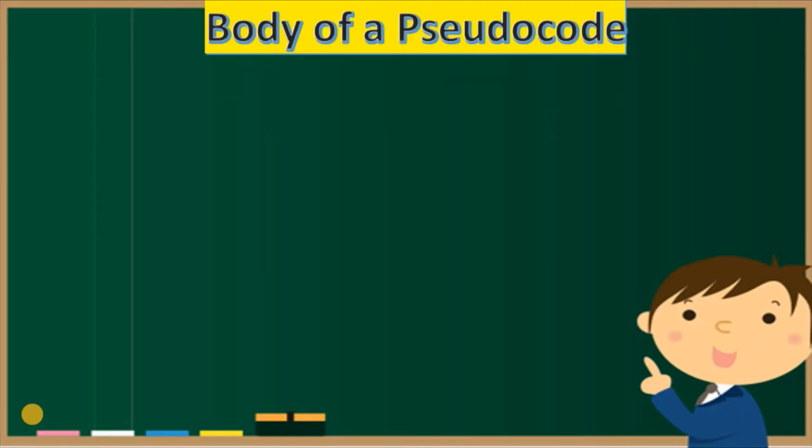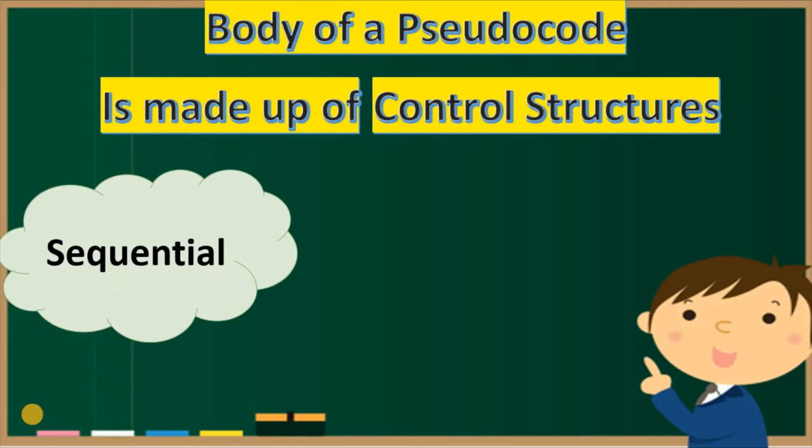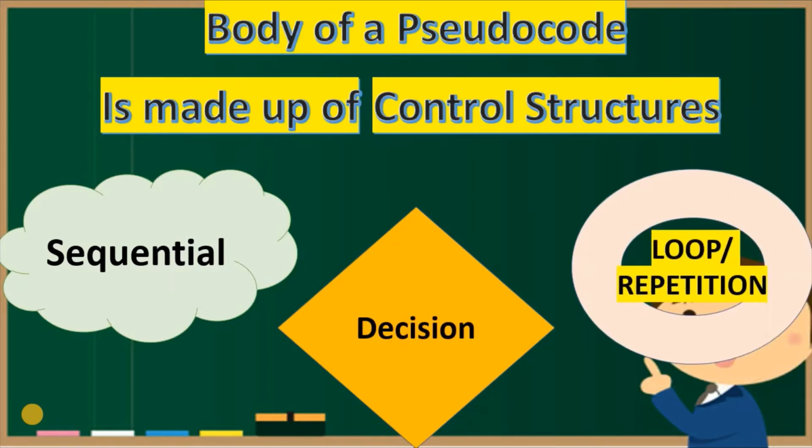The body of a pseudocode. So we're going to be looking at the different parts that make up the body of a pseudocode. It is made up of what we refer to as control structures, and the three main control structures that we will be identifying throughout are the sequential, the decision, and the loop or the repetition control structures. Now we will proceed to look at each of these and what they entail.